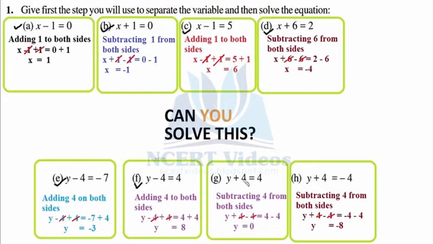G, y plus 4 equals 4. Now plus 4, we will introduce minus 4. Minus 4 means subtracting. It goes on both sides. Therefore y plus 4 as it is, minus 4. The same minus 4 introduced on the other side. Cancels, y is separated, equals 4 minus 4 is 0.